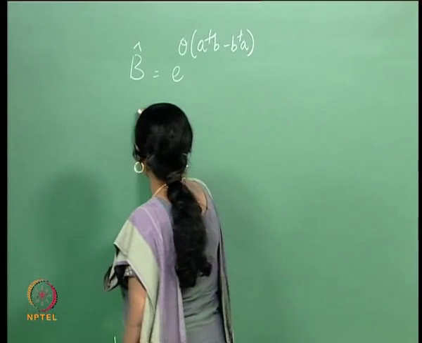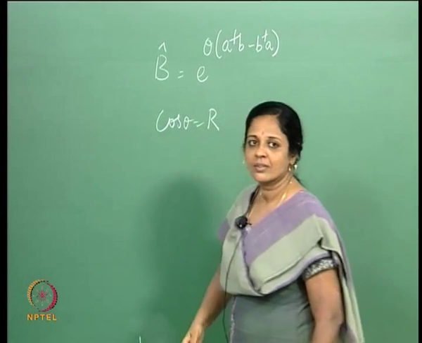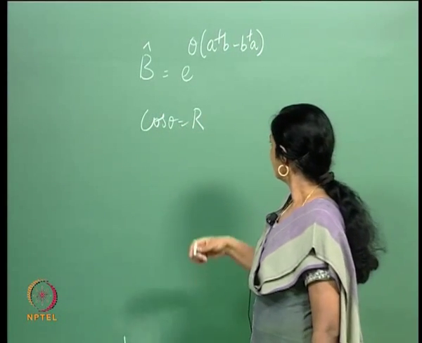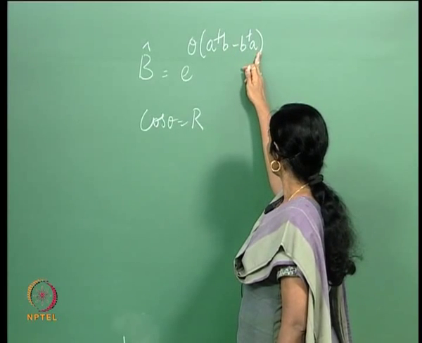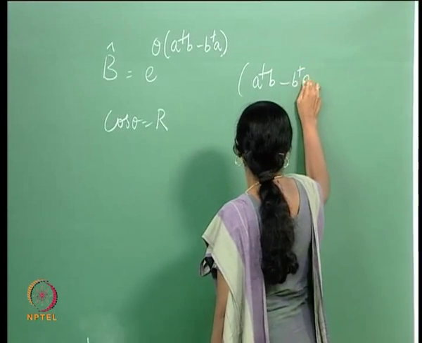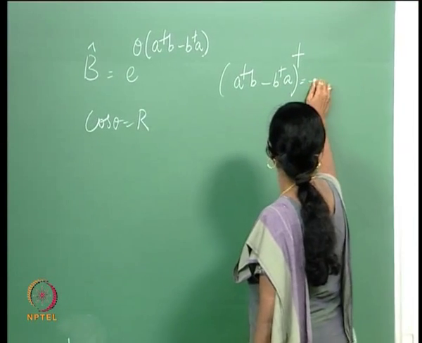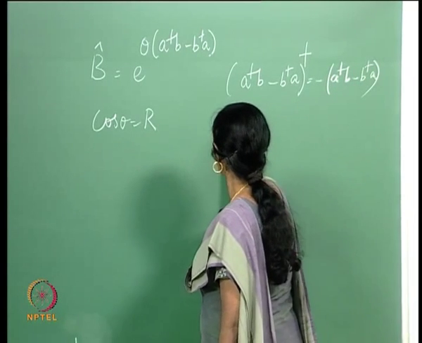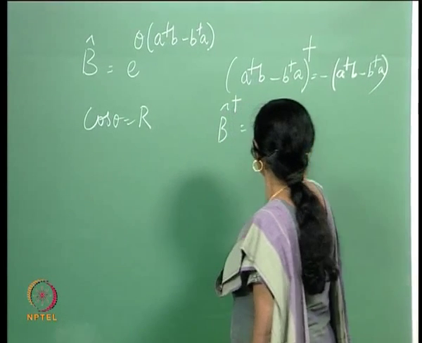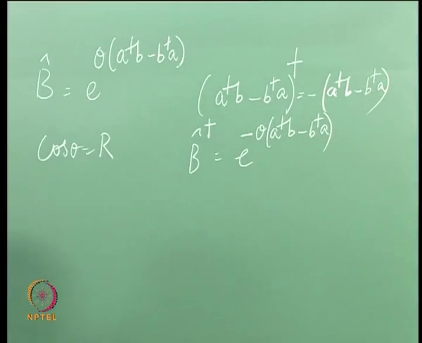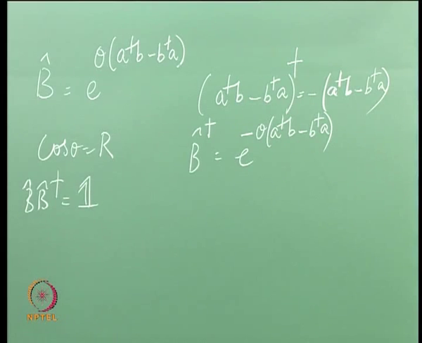Normally, we associate cos theta with the extent of reflection, which I call R. So, the extent of partial reflection R is simply denoted by cos theta. Notice that A dagger B minus B dagger A is anti-Hermitian. It is minus of A dagger B minus B dagger A. And therefore, B dagger is e to the minus theta times A dagger B minus B dagger A. This clearly means that B B dagger is identity and it is a unitary operator.